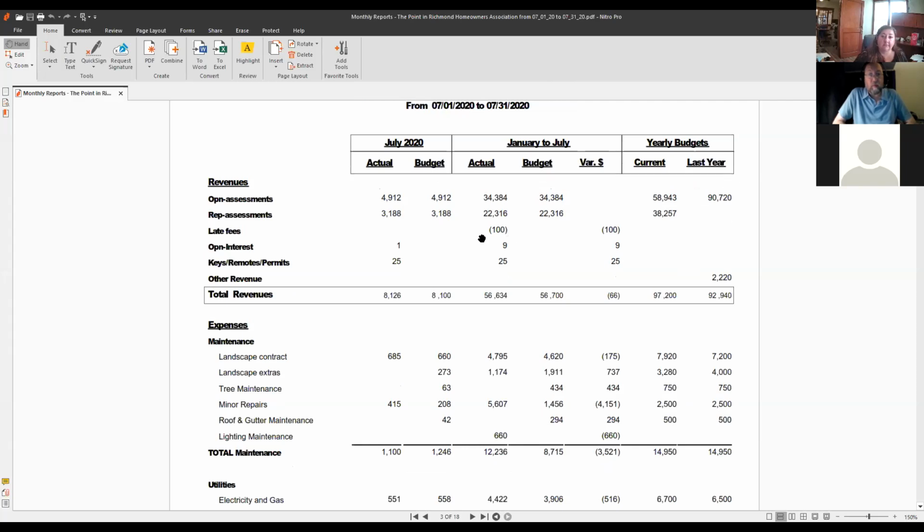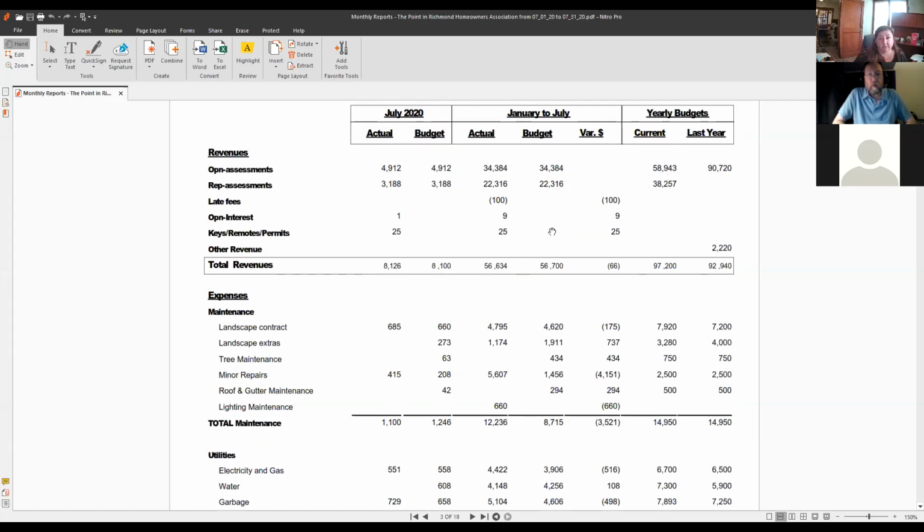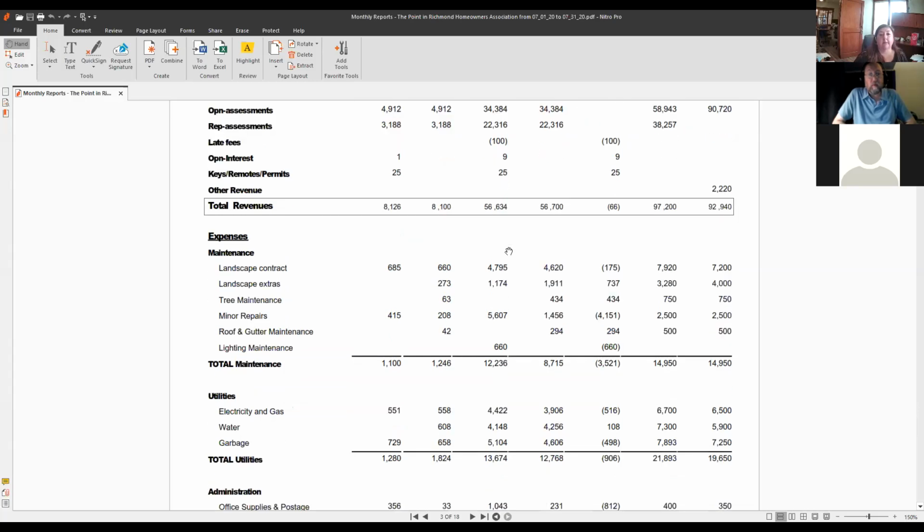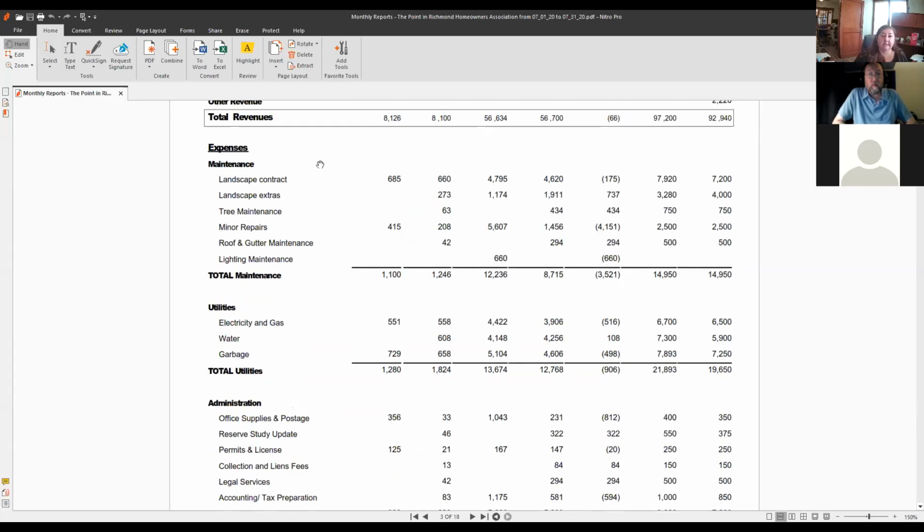In this case, they have no late fees. They actually provided a late fee credit to an owner because their receivables are extremely low. They have operating interest they've earned so far, and apparently they have some sort of remote system that they've collected income on. And then we get into the expenses.